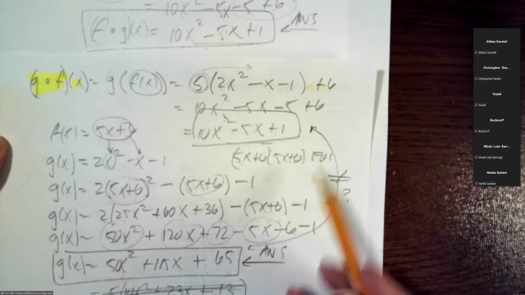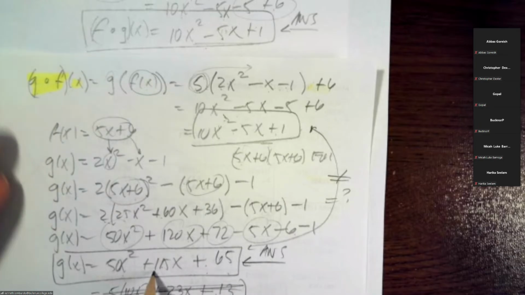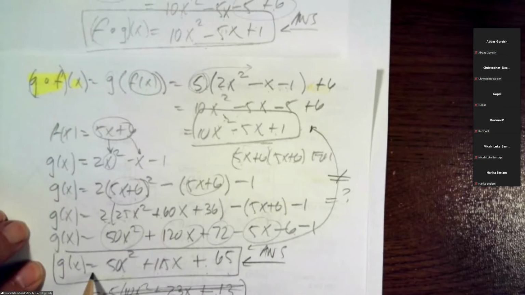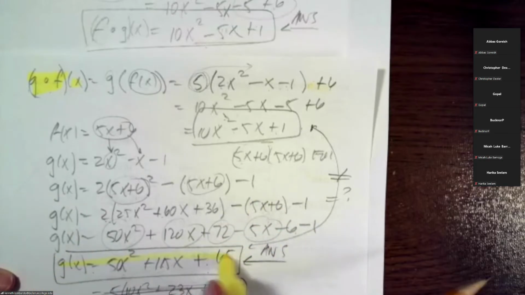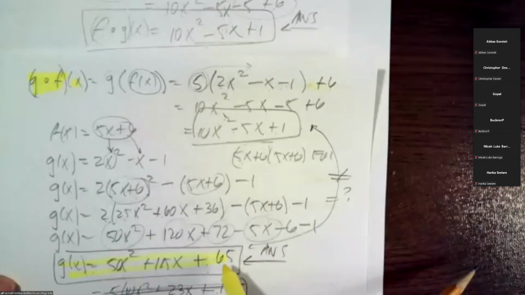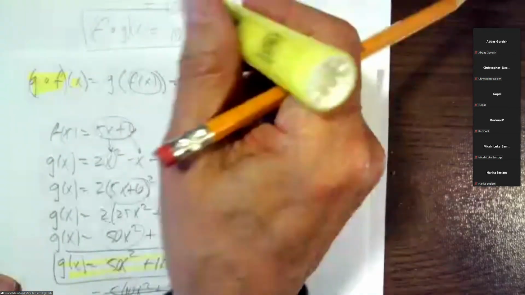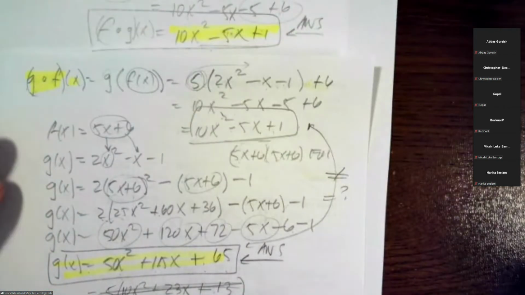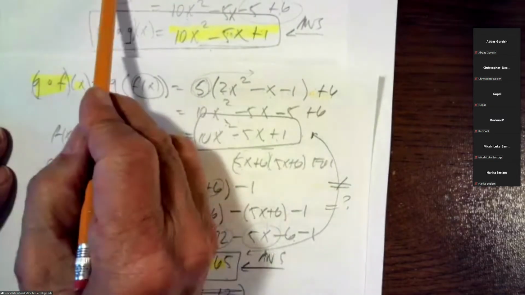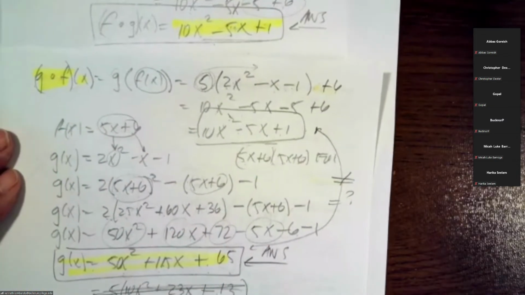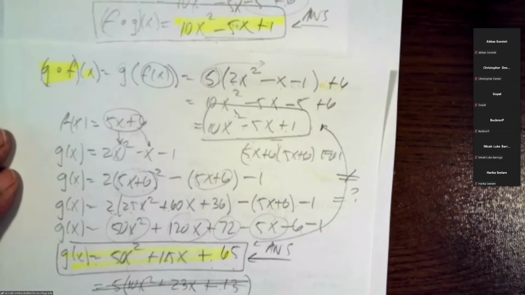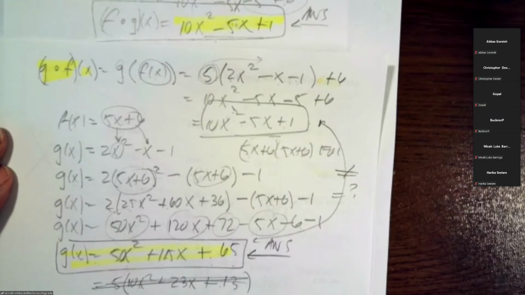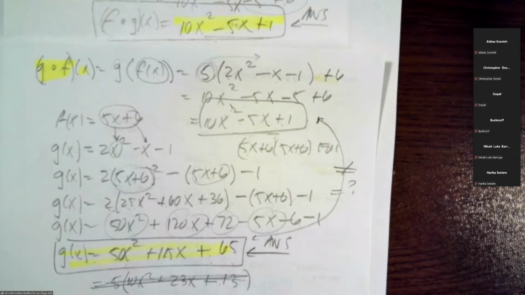And my point is, the value we got when we took g of f of x, which is this value, is not equal to f of g of x, which is this value here. Two different values. We don't get the same value by taking f of g or g of f. They're two different functions. Questions?